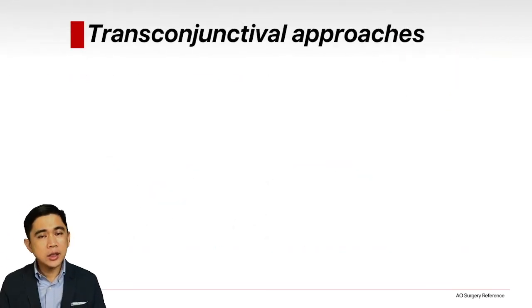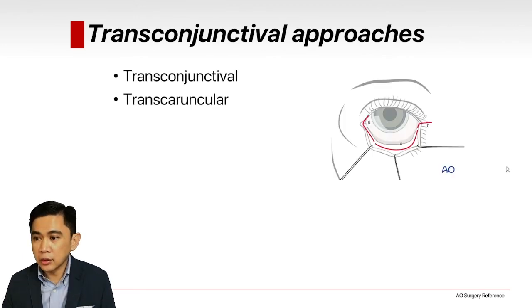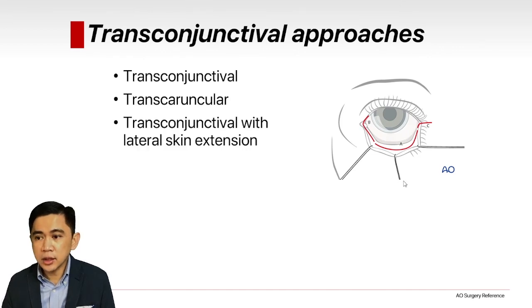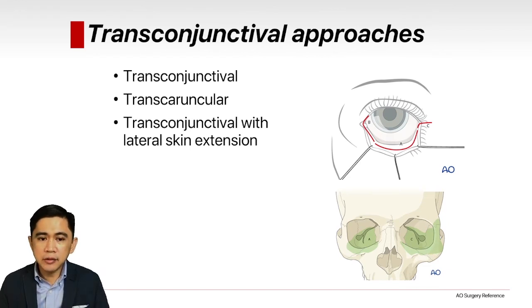The transconjunctival lower eyelid approaches are performed in several ways. It can be transconjunctival, transcaruncular, or a transconjunctival with a lateral skin extension. And these approaches can access the midface skeleton from the medial orbital wall, inferior orbital, to the lateral orbital rims. The advantage of the transconjunctival approach is the superior cosmesis due to a lack of cutaneous scarring.